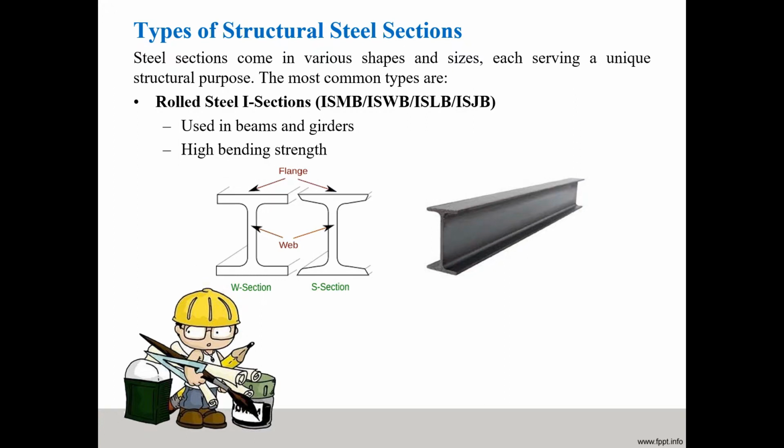Here the structural sections come in various shapes and sizes, each serving a unique structural purpose. The most common type is the rolled steel I section. Here the different patterns are ISMB, ISWB, ISLB, ISJB; these are types of beam. The figure shows the front view and the longitudinal direction of this beam section, which is used in beams and girders, and it has high bending strength.